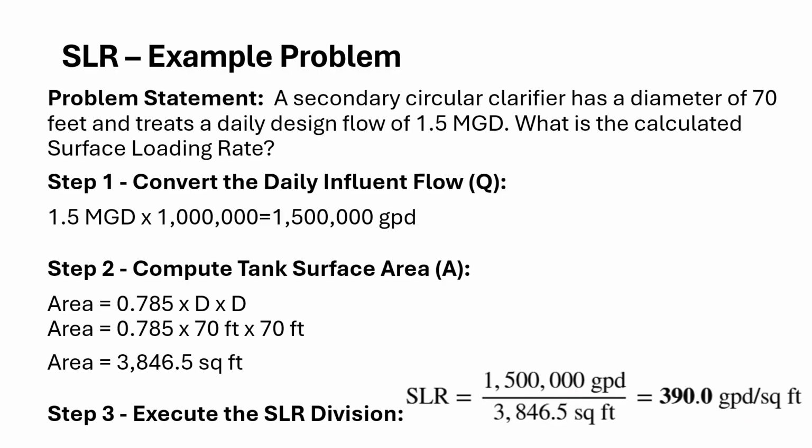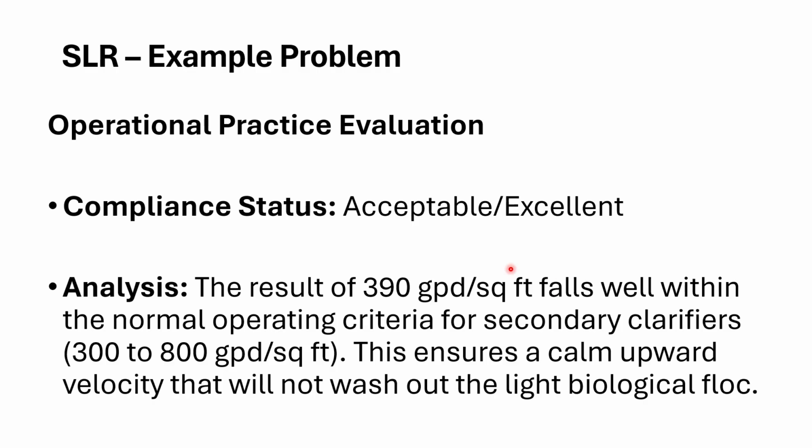And what does this mean when we go back to the regulatory criteria we talked about? It's really a pretty good metric. We're meeting that metric that's spelled out fairly well. That result of 390 gallons per day per square foot for a secondary clarifier is well within this range. It's on the lower end of the range. So what that means is our flow is really calm in an upward velocity as it's coming into our clarifier. So it's not going to wash away or come close to washing away that biological floc in the secondary clarifier that we talked about. So it's a really good result here, okay?